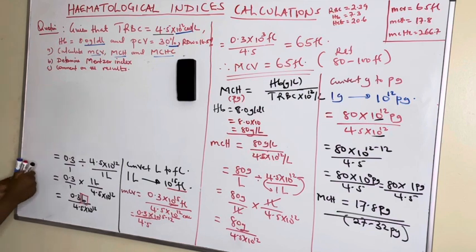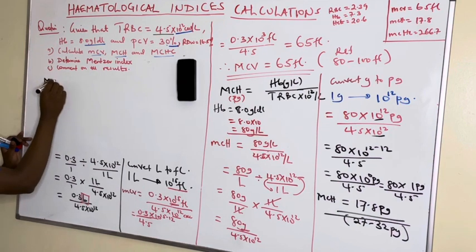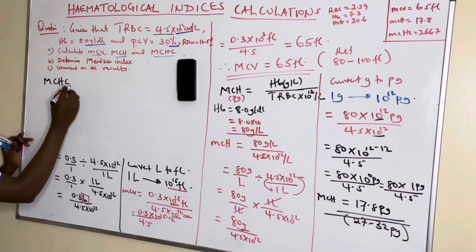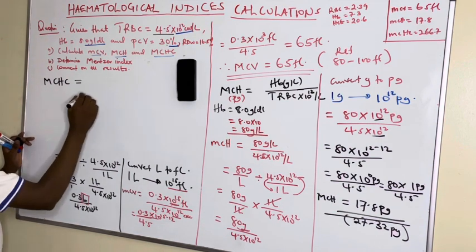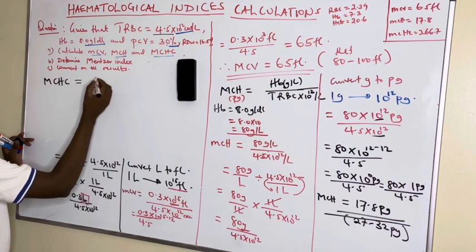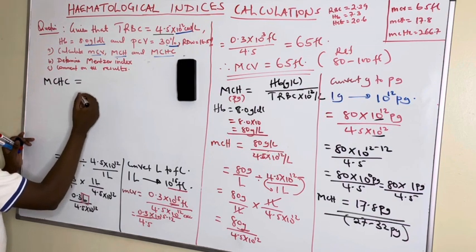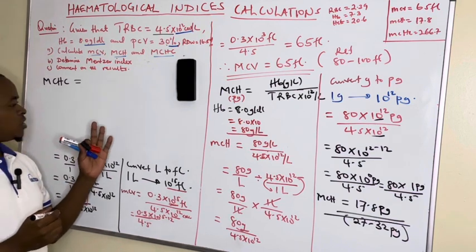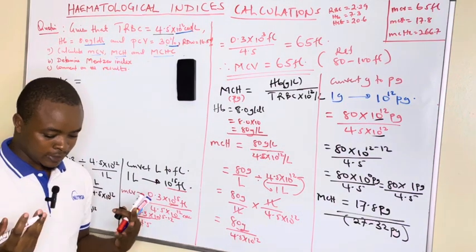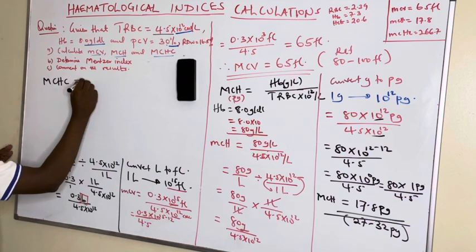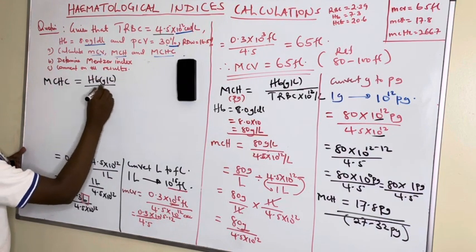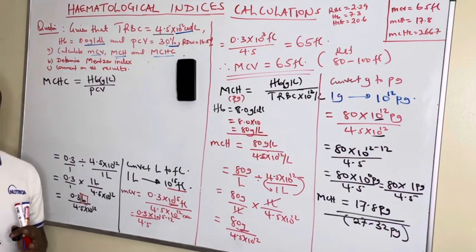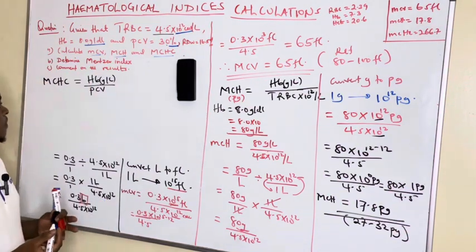And for MCHC, mean cell hemoglobin concentration, which is the concentration of hemoglobin in a single red cell. It is determined by getting HB, that is hemoglobin, in grams per liter. You divide by hematocrit, what we can call PCV when it is got manually. You can calculate it by that.